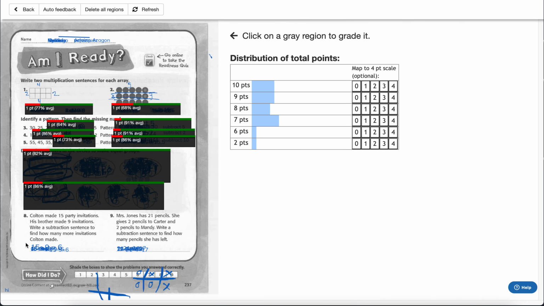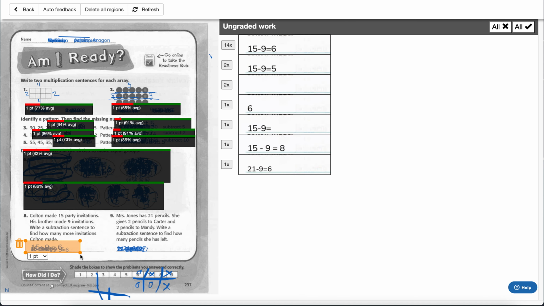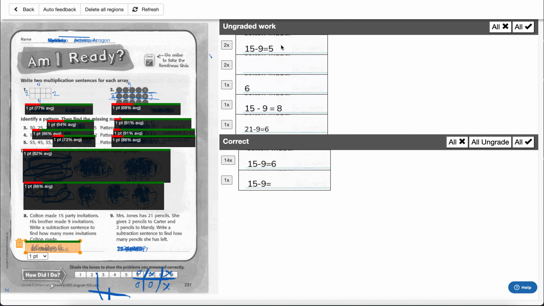Okay, let's go to the last two questions. These are number sentences. And the correct answer is 15 minus 9 equals 6. I'm going to accept anyone who wrote 15 minus 9 and the correct answer as correct. Sadly, they put the right number sentence, but they have the wrong answer. So sadly, all of these are going to be marked as incorrect.